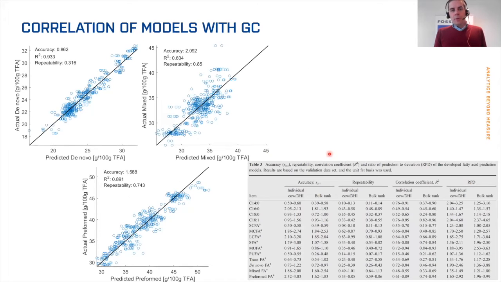The performance of the models, they correlate very well with the reference method being GC, as I said, and we specified different performance parameters: accuracy, repeatability, correlation coefficient, and the relative percent difference. You will find ranges down here because we worked with different reference laboratories and calculated the statistics depending on the reference laboratory.